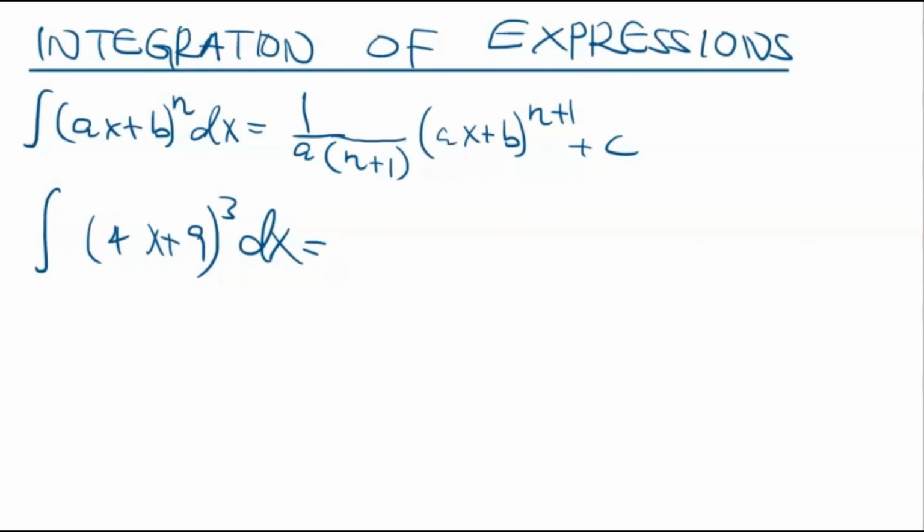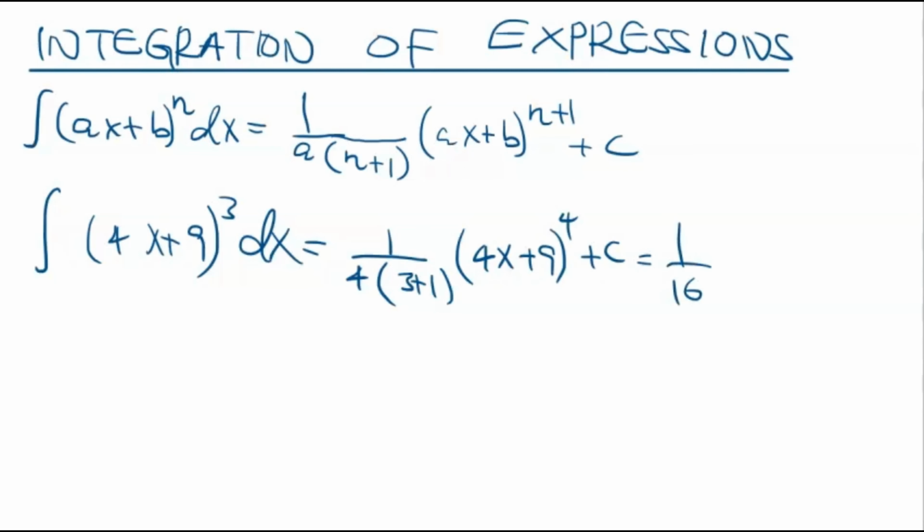So let's have a look at a couple of different examples. In this one here, we have our a value has to be 1, f has to be 4, so 1 over 4, plus 1. And that is 1 over 16, 4x plus 9 to the power of 4. Well, this is straightforward. Sometimes you may need to rewrite it.